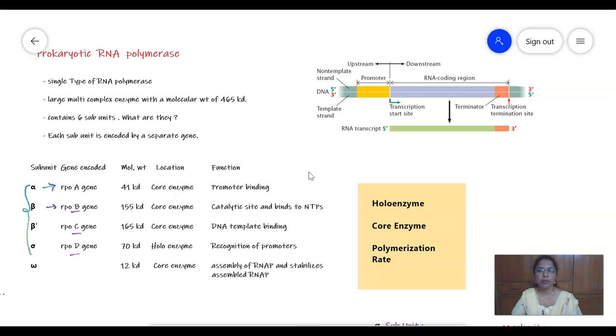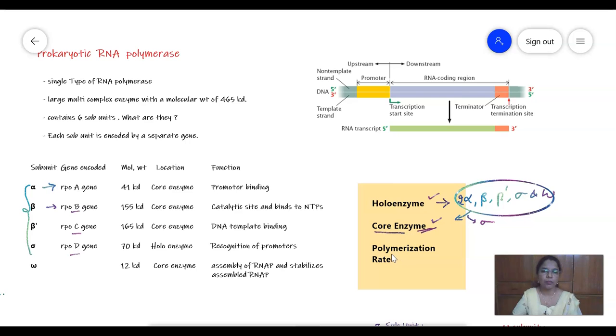Before this, we will see two terms: the holoenzyme and the core enzyme. Holoenzyme means the RNA polymerase contains all the subunits, that means 2 alpha subunits, beta, beta prime, sigma and omega. Then it is known as a holoenzyme. From the holoenzyme, if the sigma subunit comes out, then it becomes the core enzyme. Very simple. If the sigma subunit dissociates from all the subunits, it is called the RNA polymerase core enzyme.